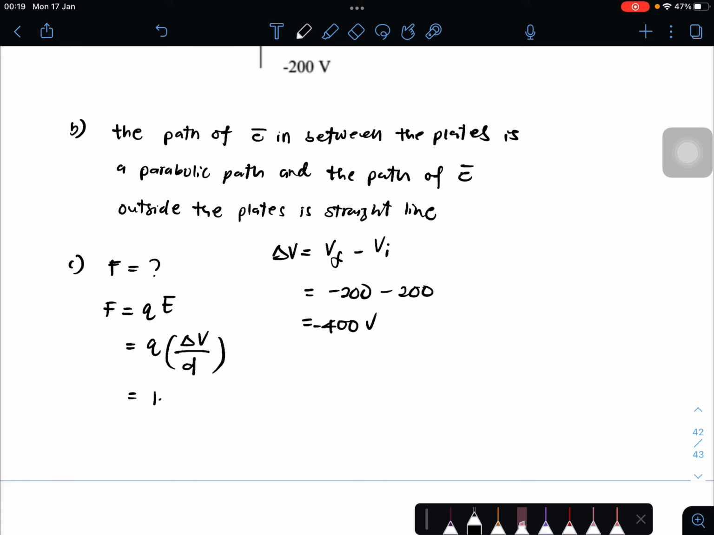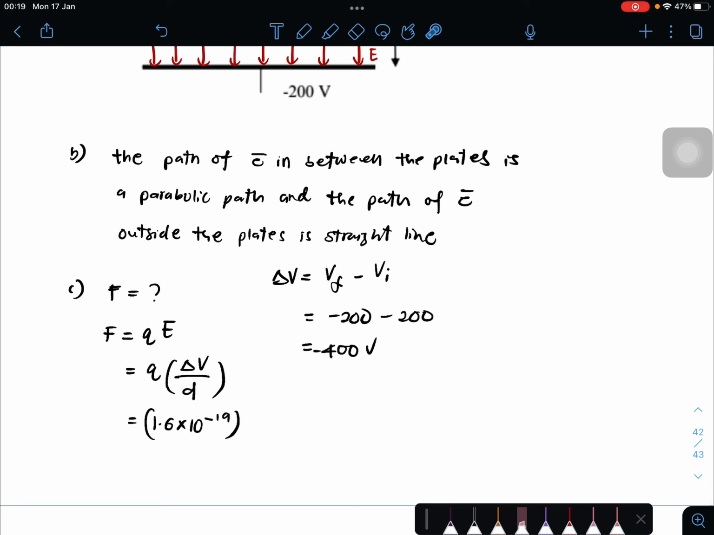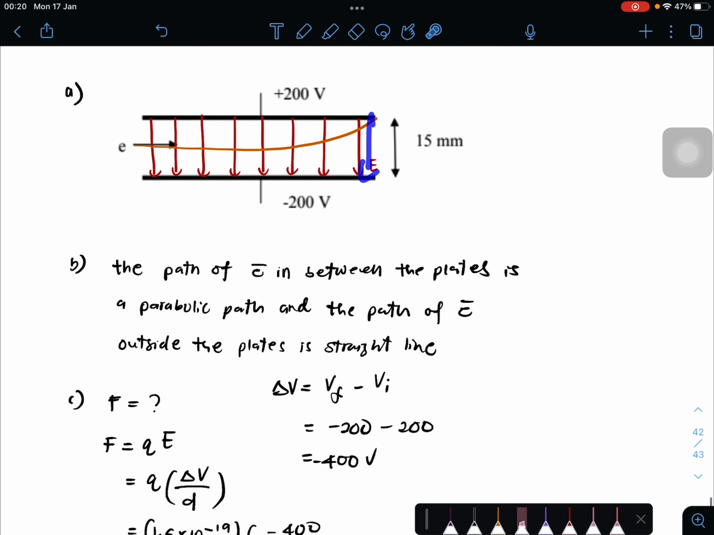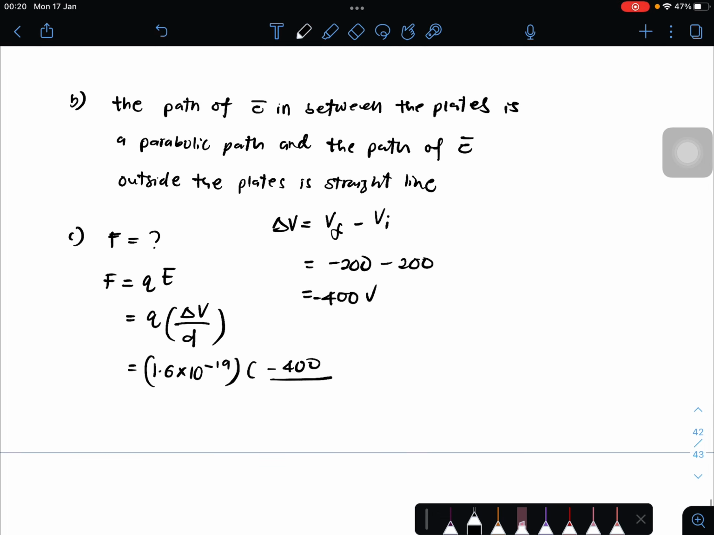Electron is 1.6 exponent negative 19. Okay, this one adalah constant value of the electron, charge of electron. Delta V, negative 400, divided by the distance between these two plates, 15 millimeters. So convert to meter. So you will get the force is equal to, so here we'll get negative 4.27 exponent negative 15 Newton.